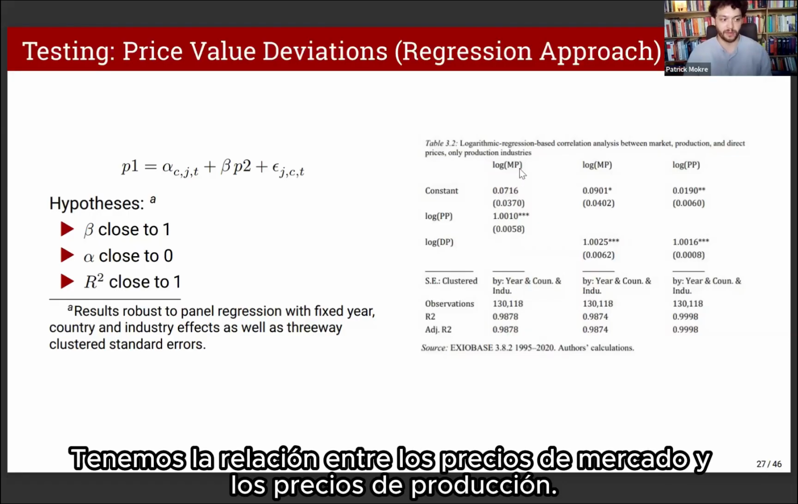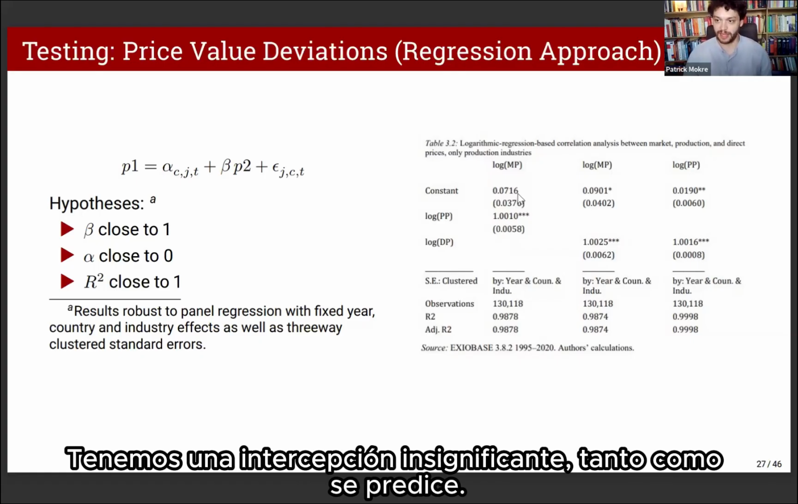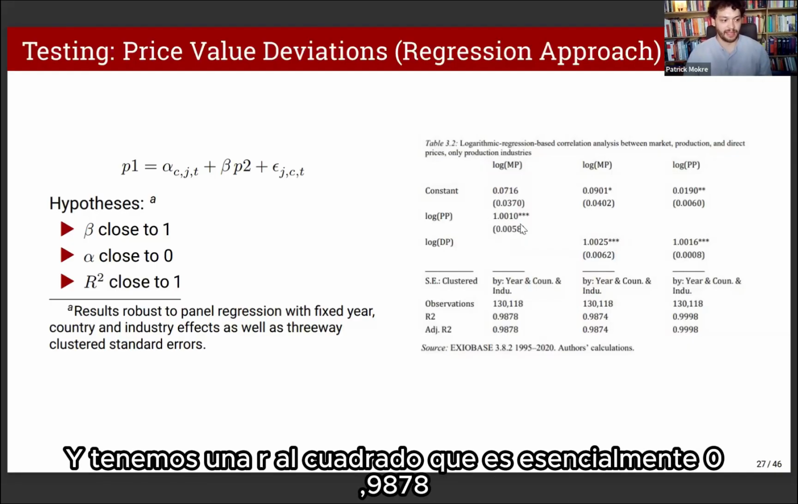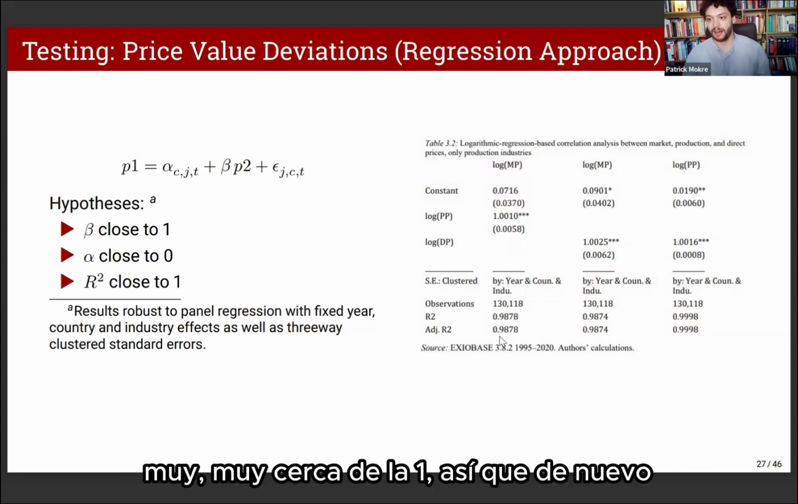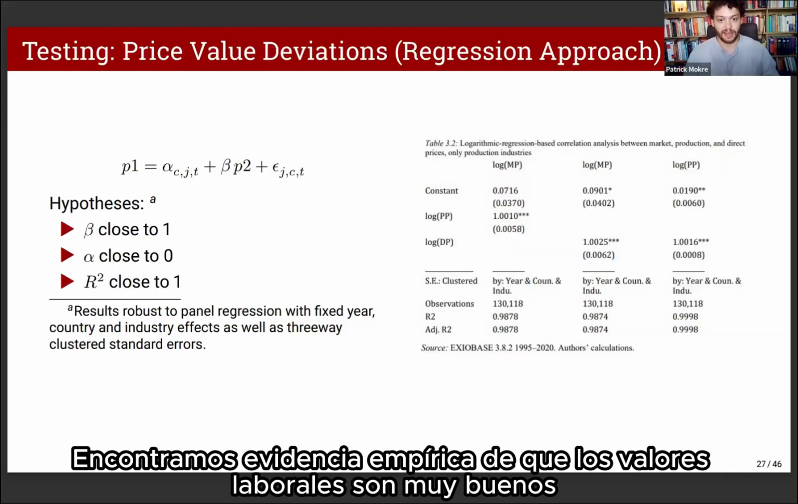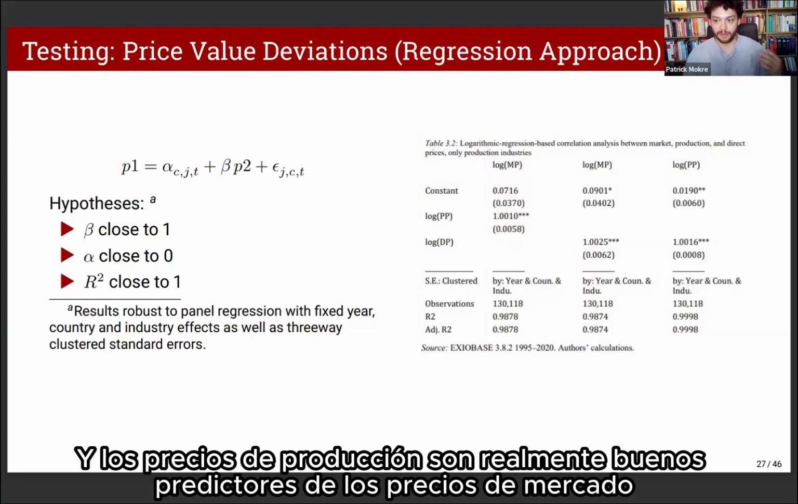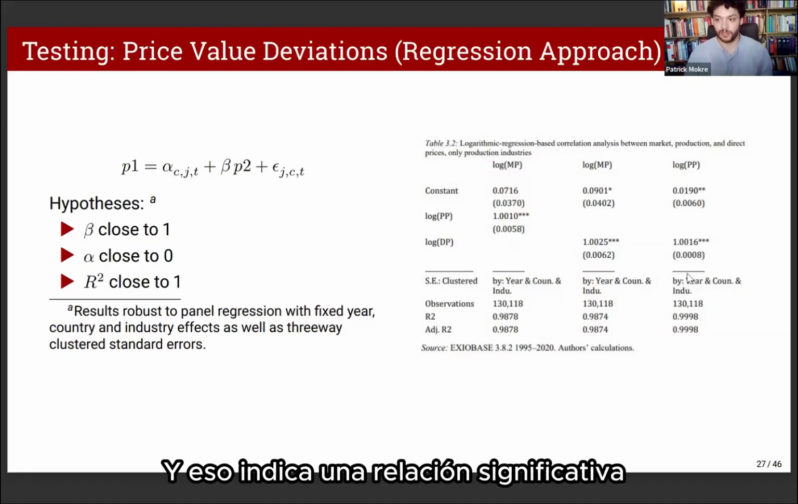And here in the left column, we have the relationship between market prices and production prices. We have an insignificant intercept, much as we predicted. We have a slope coefficient that's extremely close to 1. And we have an R squared that is essentially 0.9878, very, very close to 1. So again, we find empirical evidence that labor values are very good predictors of market prices, and production prices are really good predictors of market prices, and that indicates a meaningful relationship.